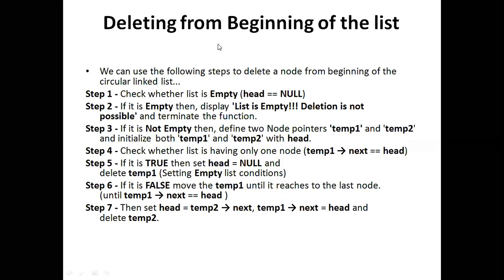Deleting from the beginning of the list. First, we have to check whether the list is empty. If the list is empty, there is nothing to delete, so I can leave. If it is empty, then display "list is empty, deletion is not possible."